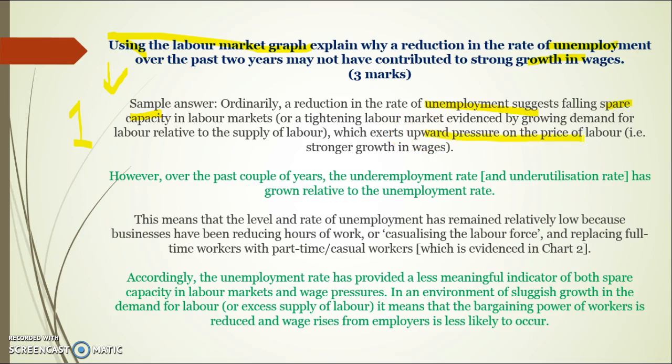However, over the past couple of years, so this is your current knowledge, the underemployment rate has started to increase, which means that more people are working fewer hours than they like. This means that the level of unemployment has remained relatively low because businesses have been reducing hours of workers instead, or casualising the labour force, replacing full-time workers with casual workers, and therefore there's less pressure. There's still limited demand for workers. We're just spreading the hours out more. Accordingly, the unemployment rate has become a less meaningful indicator of spare capacity and wage pressures.